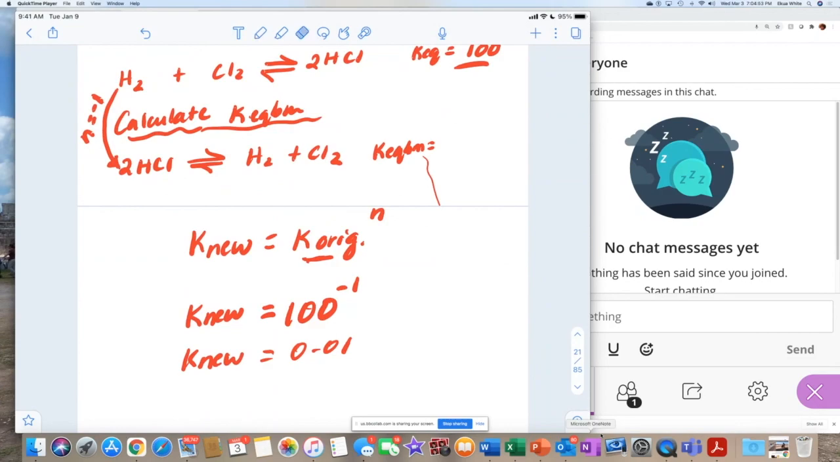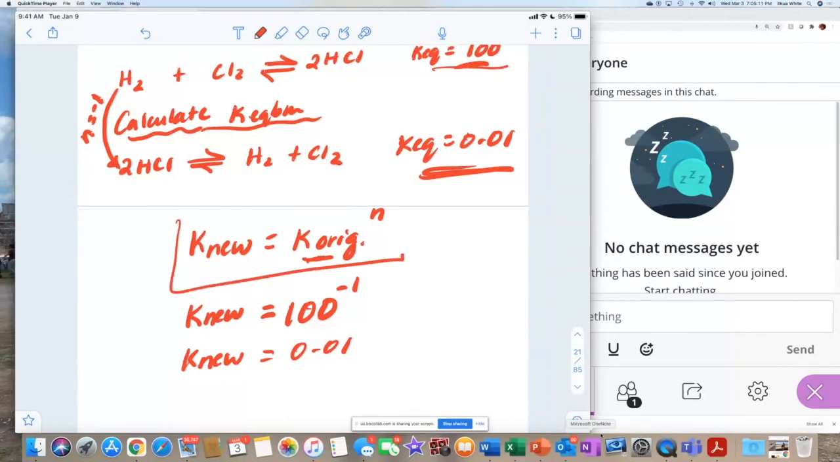So I can write here K equilibrium. Let me be consistent. So this is KEQ. Some books just write it as K. Some write it as KEQ. Same thing. It's 0.01. Okay? And I got this one here from the top one by knowing this equation.